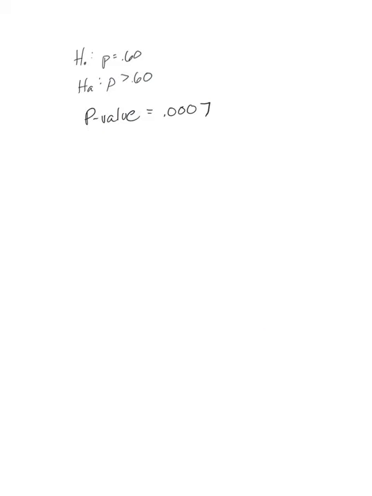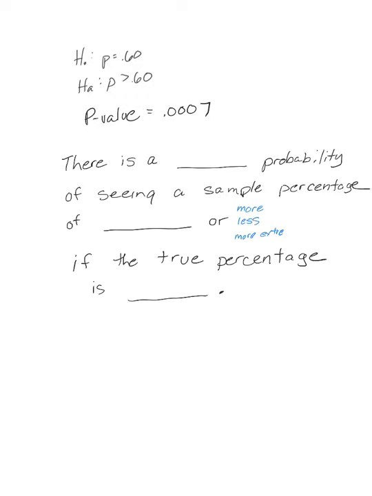So before we go on, let's actually talk a little bit more about what that probability or that p-value meant. What probability is that measuring? So remember our definition for the p-value. It's the probability of seeing the sample results, or more extreme, if the null hypothesis is true. So you can think of this as a long fill-in-the-blank sentence.